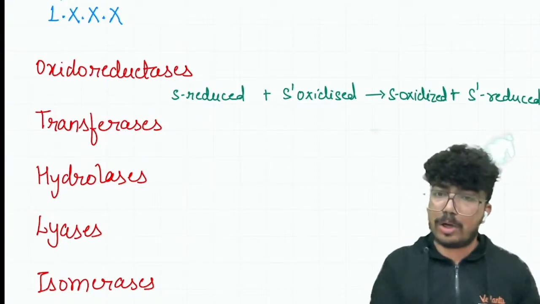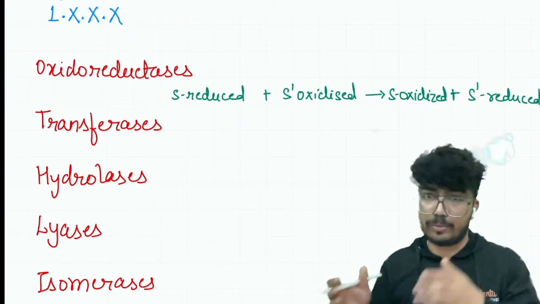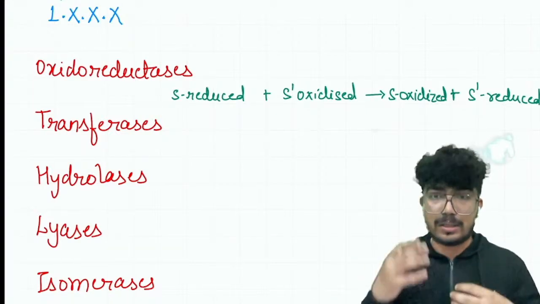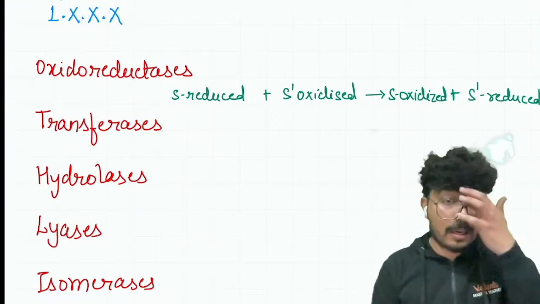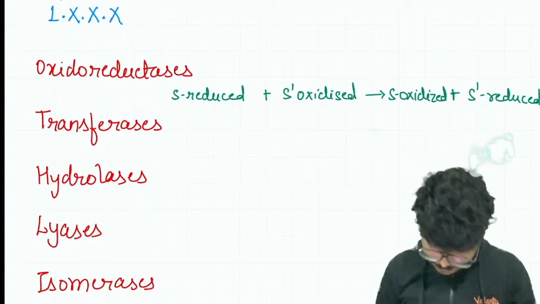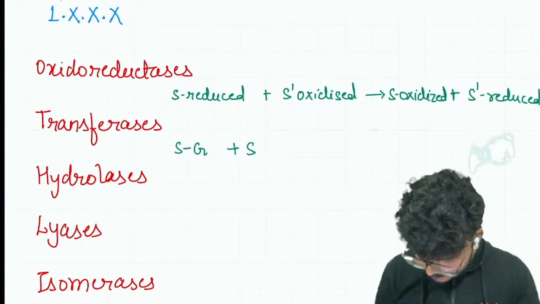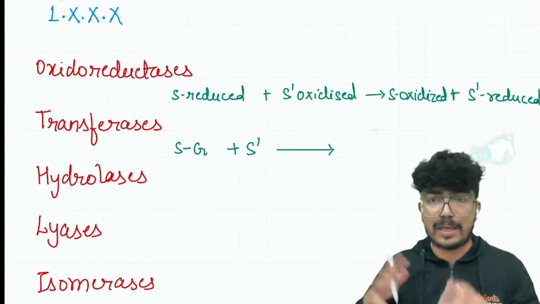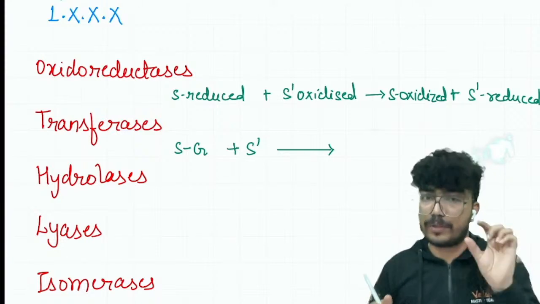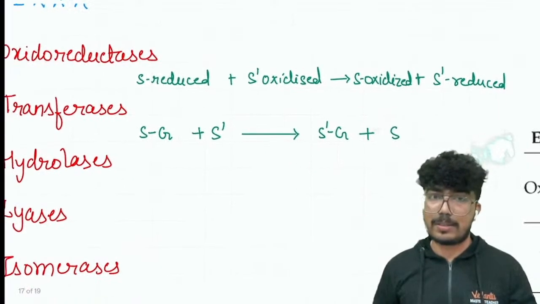Now we can move on to the next category, transferases. The transferases transfer functional groups. They carry out reactions in which there is a transfer of groups. As a general example, let's say I have the substrate S, having some group G, and another reactant H dash. The enzyme transferase will catalyze the transfer of the G group to H dash. So you will get S dash G, the group has been transferred, and you have S. So this is about the transferases.